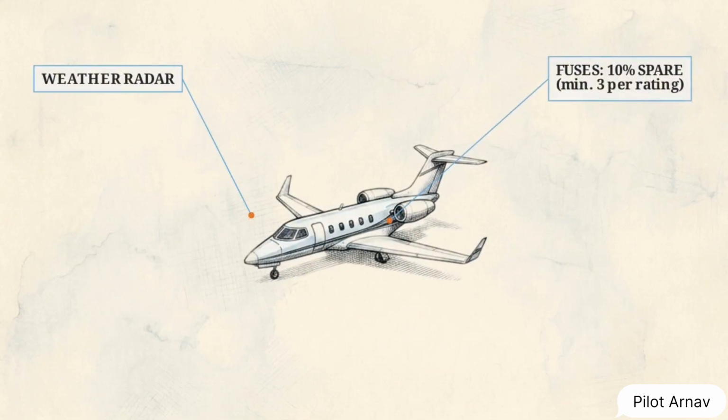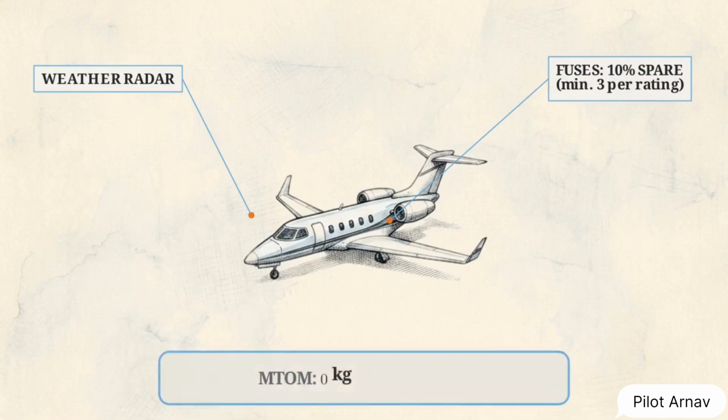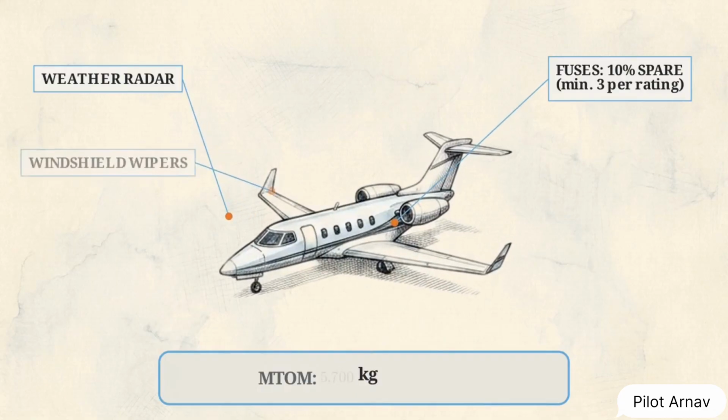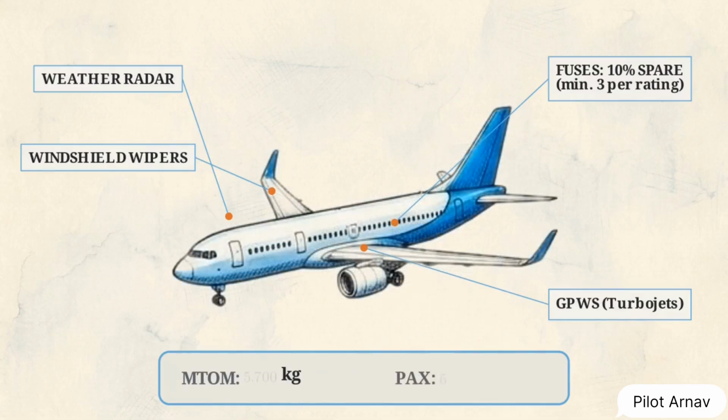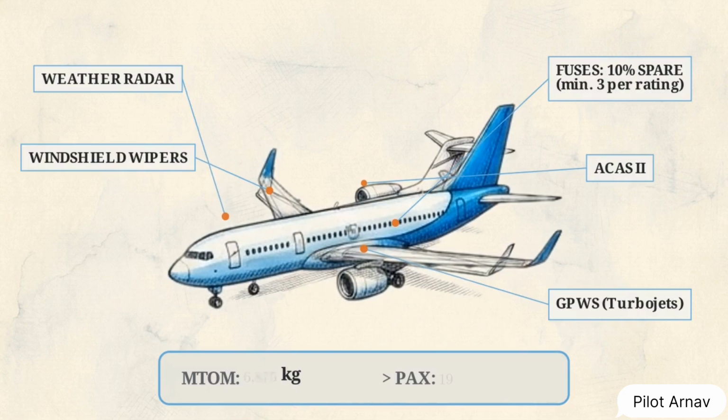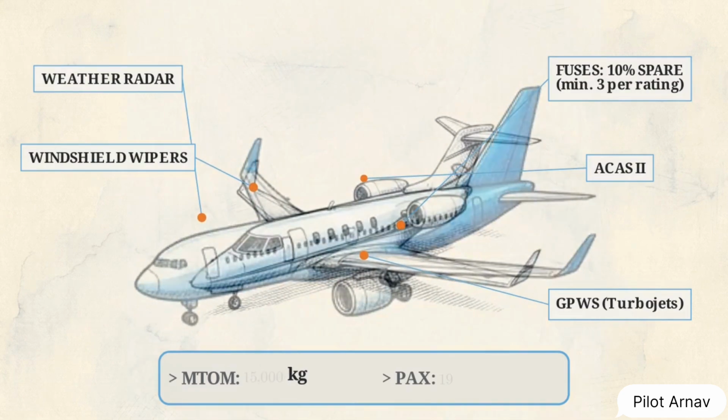Every plane needs weather radar and spare fuses equal to 10% or at least 3 per rating. At 5,700 kilograms, mandates include windshield wipers and, for turbojets, a ground proximity warning system. If the aircraft is authorized to carry more than 19 passengers, it must also be equipped with an airborne collision avoidance system. For aircraft over 15,000 kilograms, both a flight data recorder and a cockpit voice recorder become mandatory.